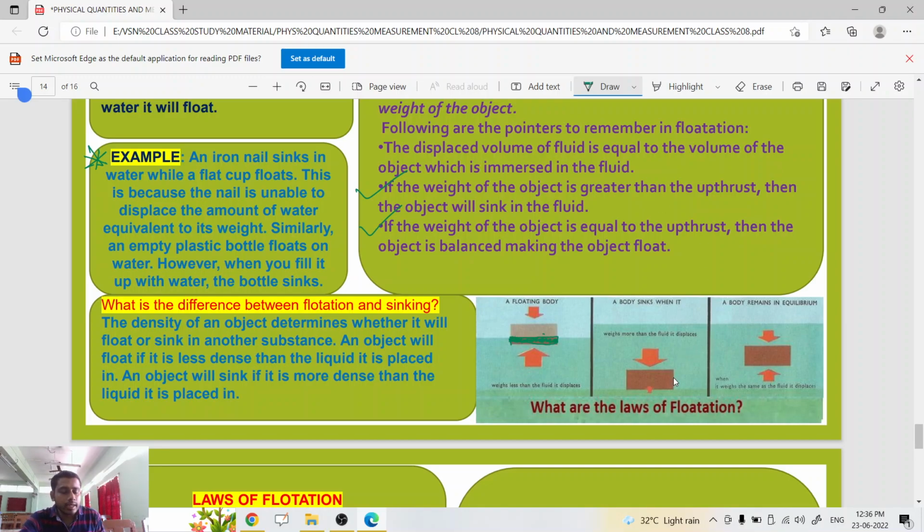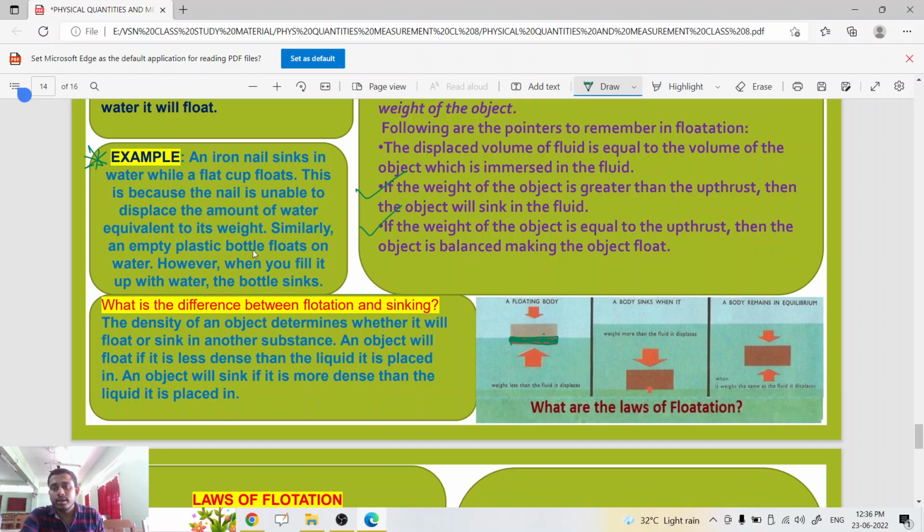For the second case, the weight of the body is greater than the weight of the displaced water. And for the third case, it is equal: the weight of the body is equal to the weight of the displaced water by the body. So if the weight of the displaced water is more than the weight of the whole body, then it will float. If the weight of the body is greater than the weight of the displaced water, then it will sink.